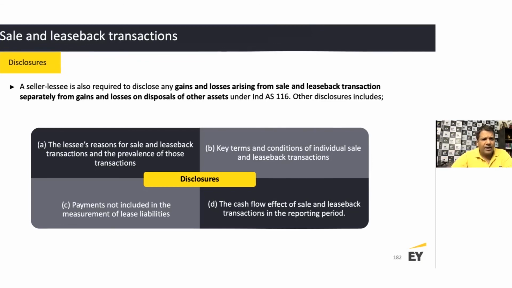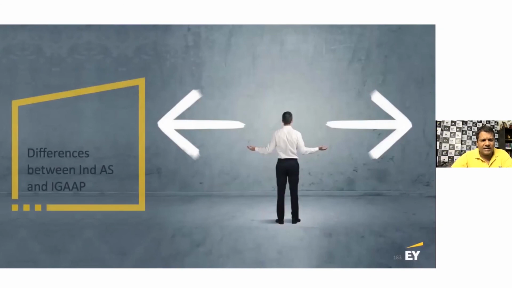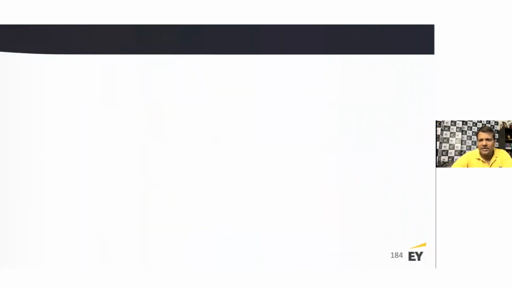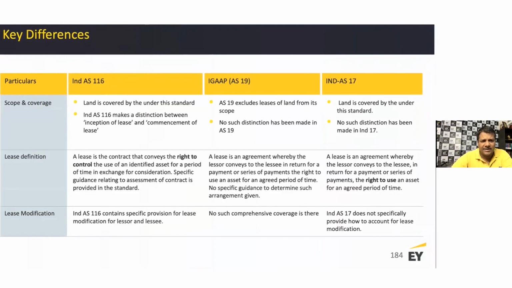Okay. Now we will quickly try and understand some differences between Ind AS and IGAAP on this. And this is a new standard. So we have Ind AS 17, which has been superseded by Ind AS 116, and we had Accounting Standard 19, right?